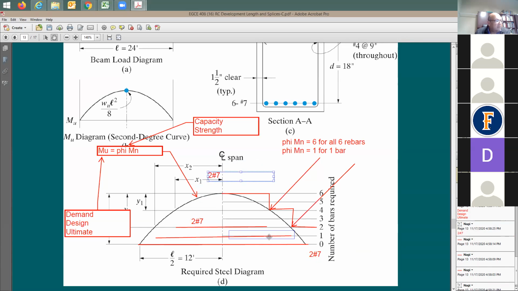Let's give you another 2 number 7, which is just 2 number 7. Now you come here and then you say, let me cut a section right here. How many rebars do you have to resist the moment? You say 2 and 2 and 2. I have a total of 6.